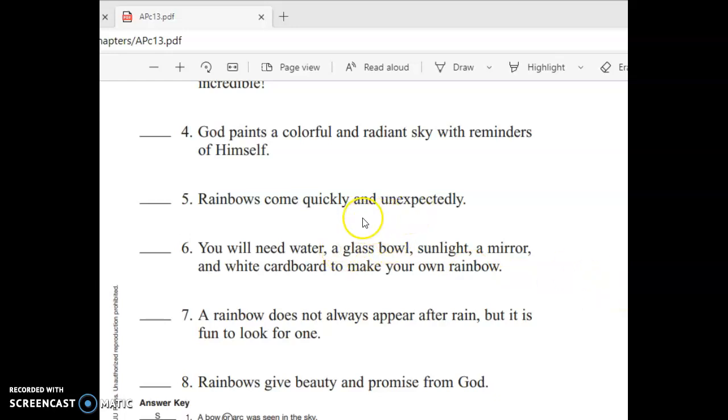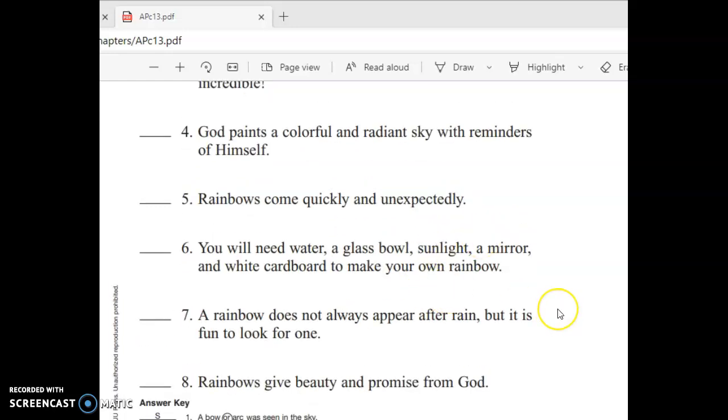Hopefully you told Miss Leahy that the conjunction is and, and that it is joining two adverbs. They both end in ly, quickly and unexpectedly, and they both modify the verb come. How do they come? Quickly. When do they come? Unexpectedly.